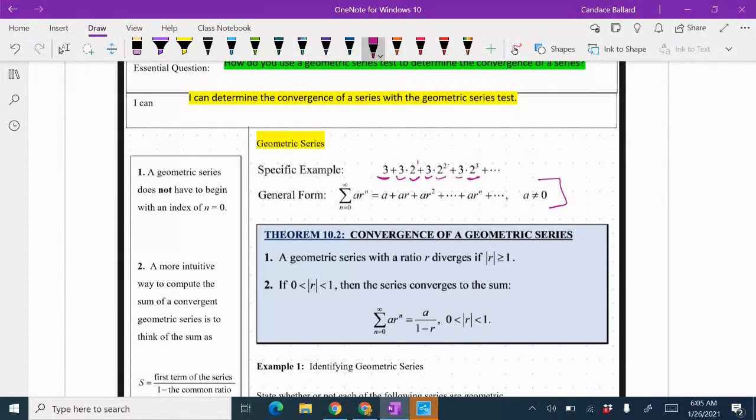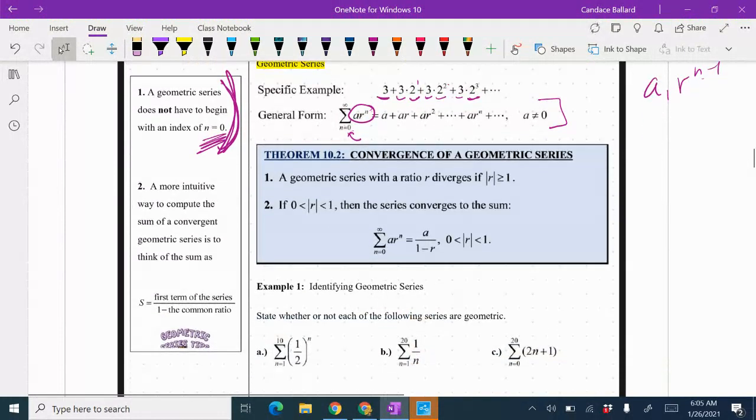The general form looks like this. I believe in Algebra 2 we may have said something more along those lines. It's almost identical formula. It just depends on if you start at 0 or you start at 1. If you start at 0, you use n. If you start at 1, you use n minus 1. So that brings us to our first tip: a geometric series does not have to begin with an index of n equals 0. It might begin with 1, it might begin with 2, so you really need to make sure that you know what that index is, because that will affect what your first term is.